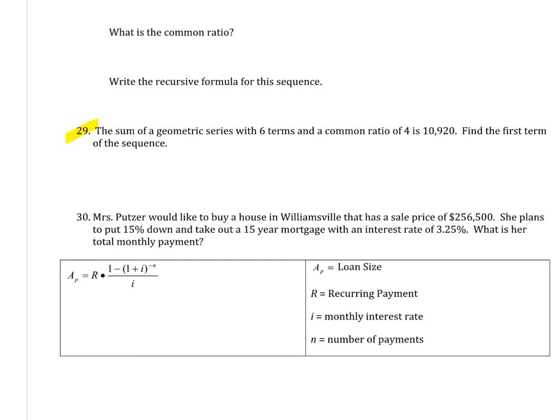Okay, the sum of a geometric series with 6 terms and a common ratio. Find the first term. Oh wait, I already did a problem like this. So you know what? I'm not going to do it.